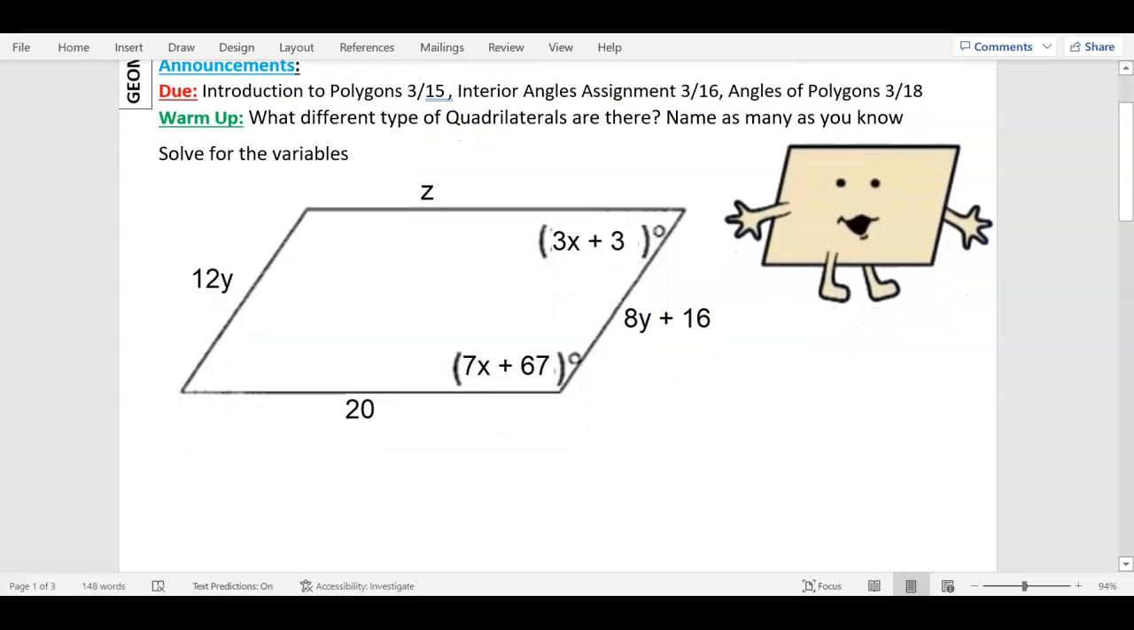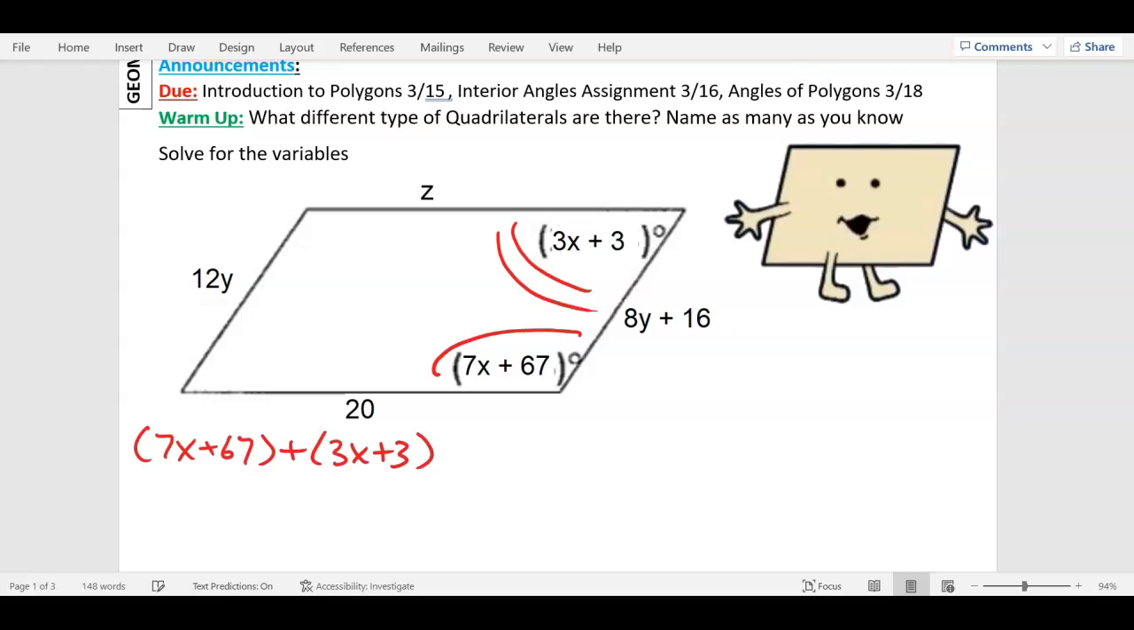And I know it's a weird day to do this, so I hope you have your phones, okay? Because we don't have yellow calculators today because of the SAT testing. You'll have to use your phone to do some math. But here's how you set it up. I know that this angle and this angle are supplementary. So I'm going to write 7x plus 67 plus 3x plus 3. And since they're supplementary, we add them, equals 180. Okay. Now here's the question. Can you solve that?